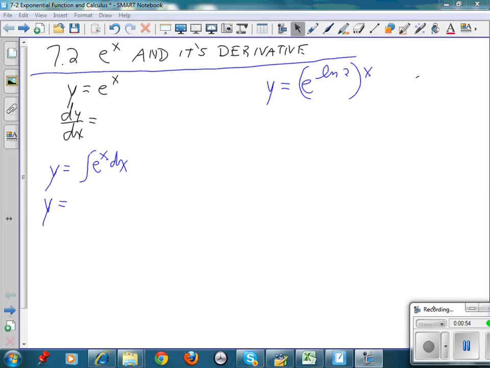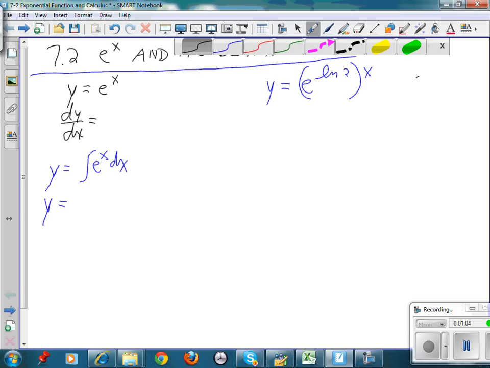Now, what's curious about it is the derivative of e to the x. If y is equal to e to the x, the derivative also turns out to be e to the x. All right? So the function and its derivative are the same, which creates a lot of interesting properties.